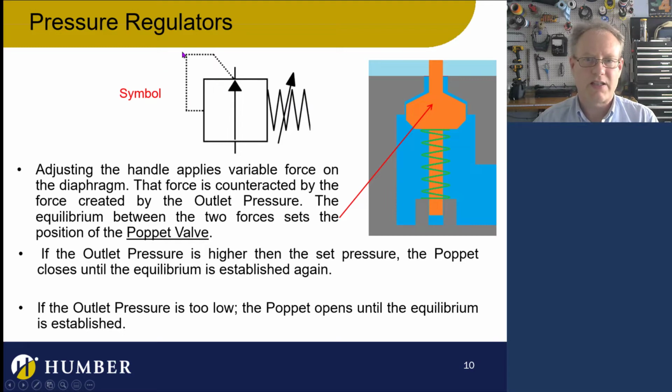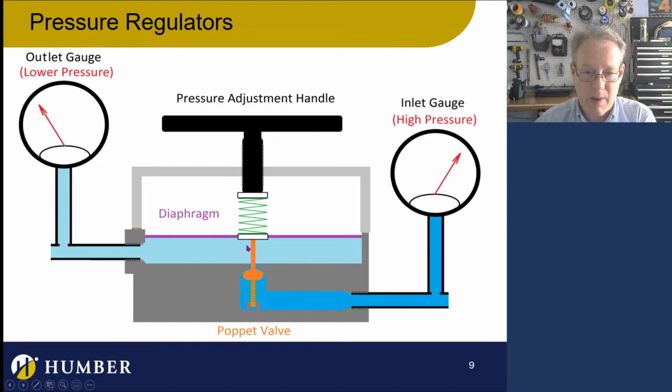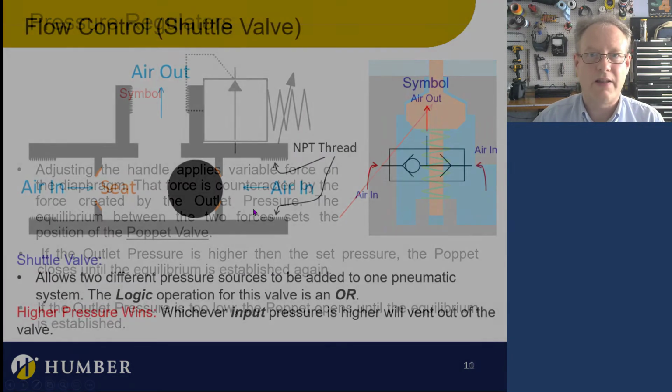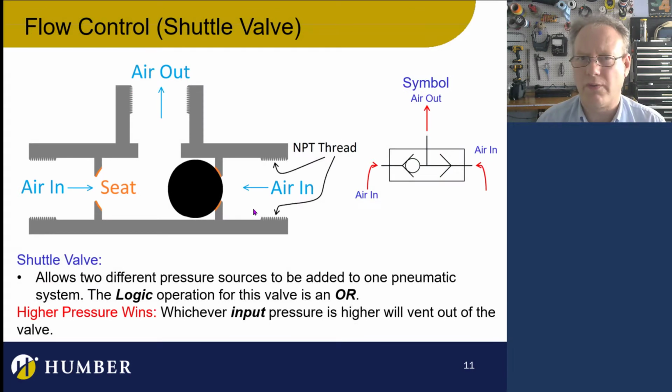So there you go, that's what this is all about. That's that symbol, and we're going to start using these in all labs moving forward. Adjusting this is going to adjust the poppet valve and the pressure here, and I think that all makes sense. So now let's take a look at a new cool valve called a shuttle valve, which we're going to be doing in a lab as well.